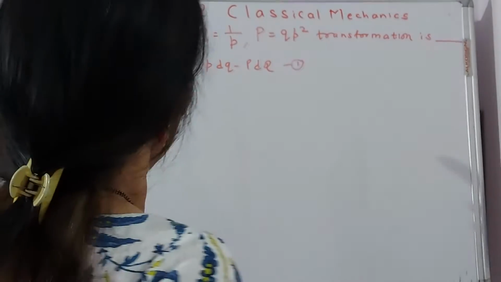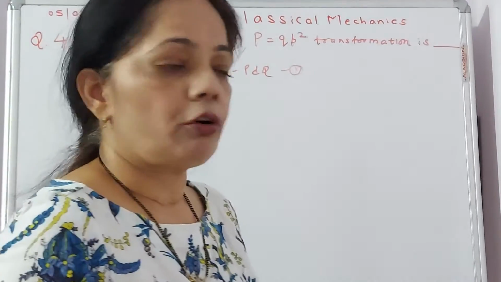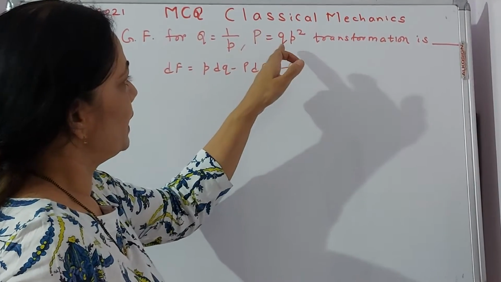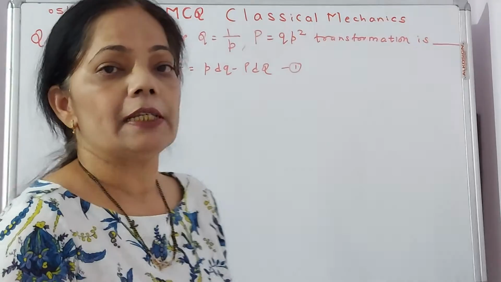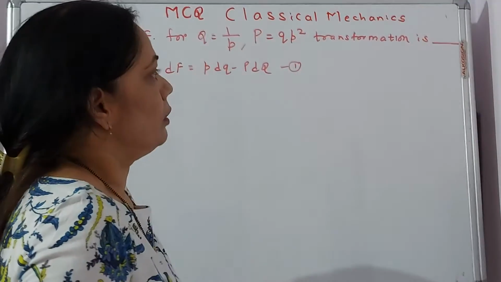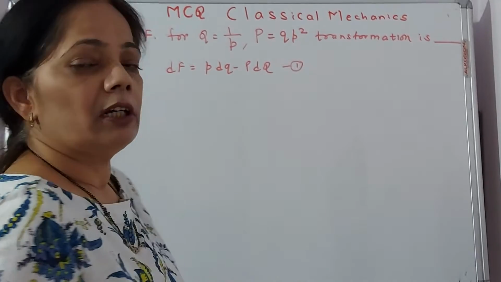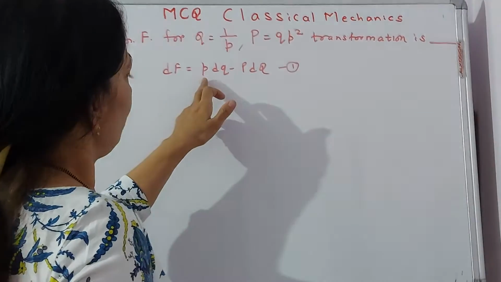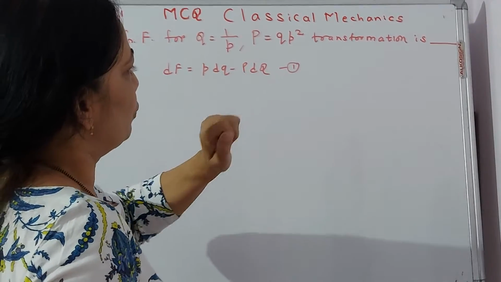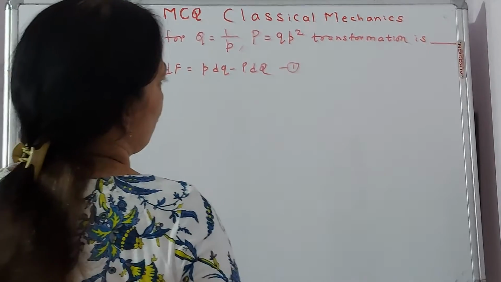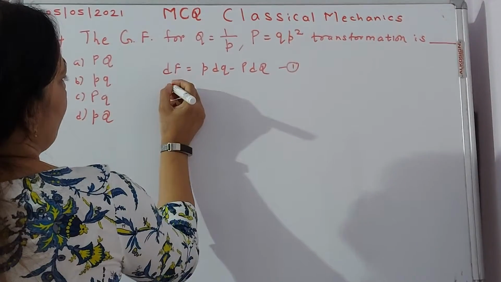Question number 4. The generating function for Q = 1/p, P = qp², for the QP square transformation is... So our job now is to find the generating function. What is the formula to first check whether it is exact or not? It is dF = p dq − P dQ. Now over here you have been given capital Q, so I have to go for this. So my next job is to find dQ.